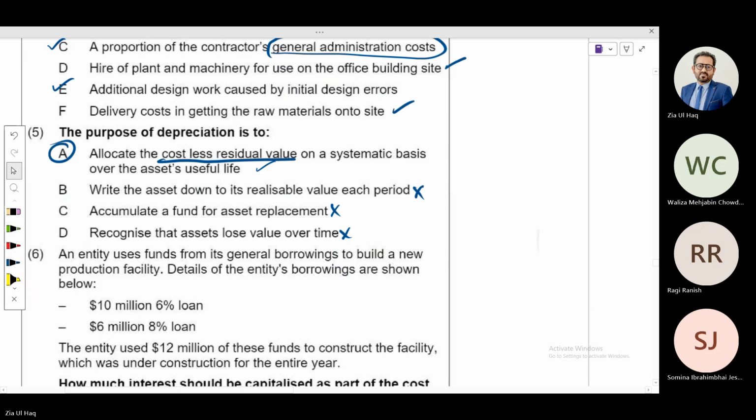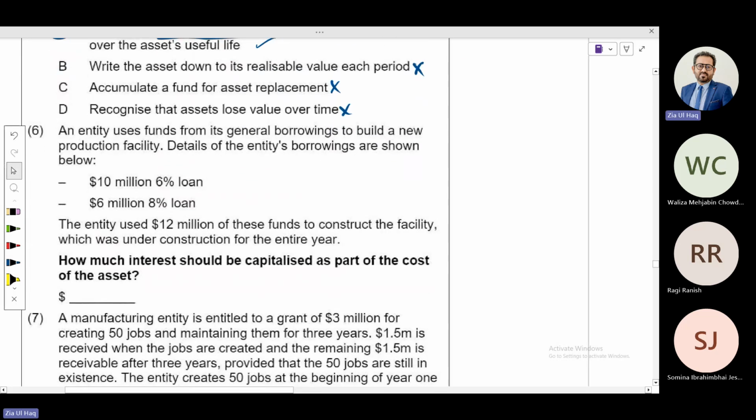Number 6. An entity uses funds from its general borrowing to build a new production facility. Details of the entity's borrowing are as below: 10 million, 6% loan; 6 million, 8% loan. The entity used 12 million of these funds to construct the facility, which was under construction for the entire year. How much interest should be capitalized as part of the cost of the asset? There are two types of loan, so we need to calculate the weighted average interest rate. How?